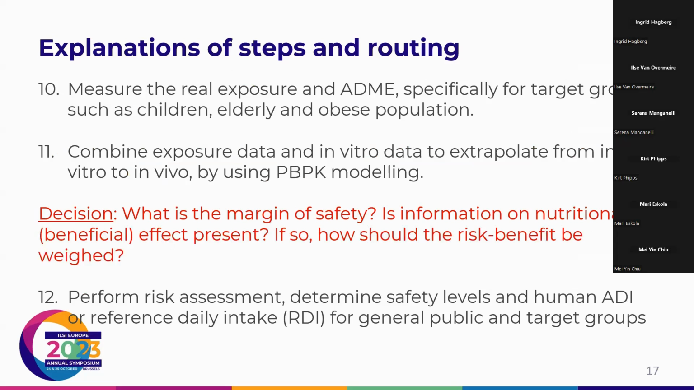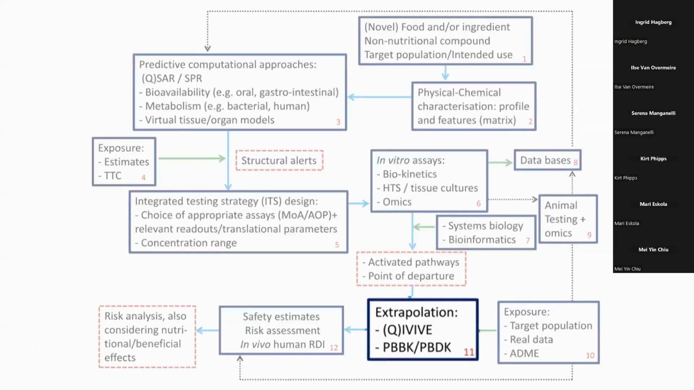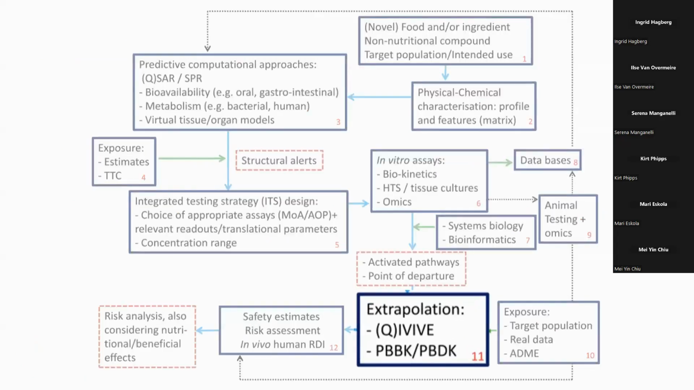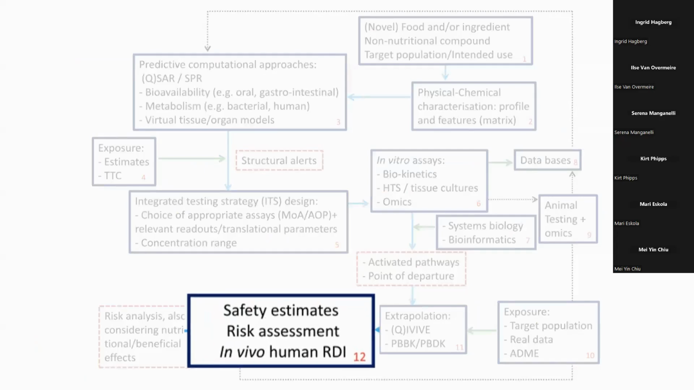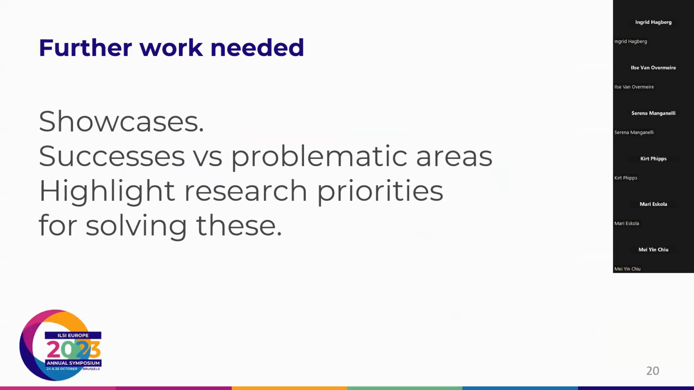And finally, of course, we have to talk about how we can come up with the possibility to use it in a reference dose, reference daily intake, for instance, or acceptable daily intake. And that was the story of Nynke, where we came up with the possibility to do PBPK modeling and QIVIVE, and that would then lead to safety estimates, for instance, a relevant reference dose for the risk assessment.